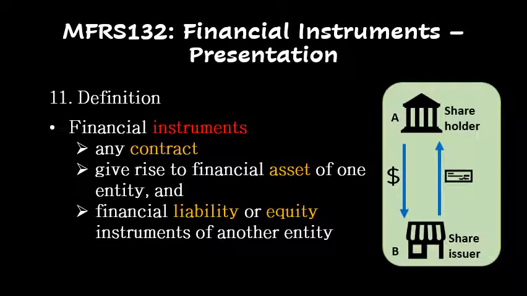Or if B issued shares, a certificate that shows the rights of the holder to B's equity, and A subscribed to the shares by transferring capital to B. In return, B will give dividends to A whenever possible. So in this case, A becomes shareholder while B becomes share issuer. So A has an investment in shares as an asset, while B has shares as its equity.